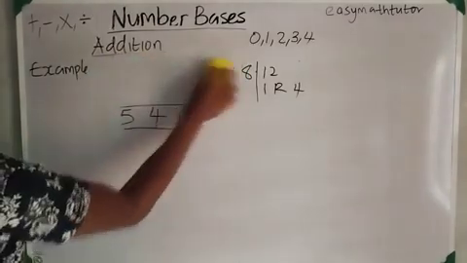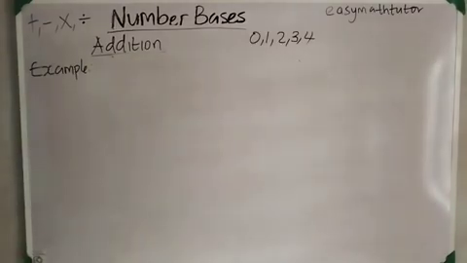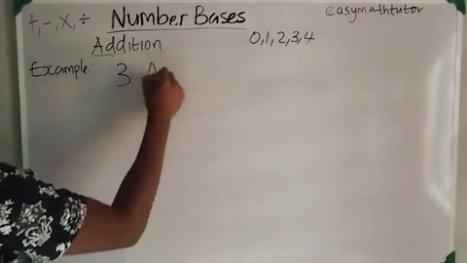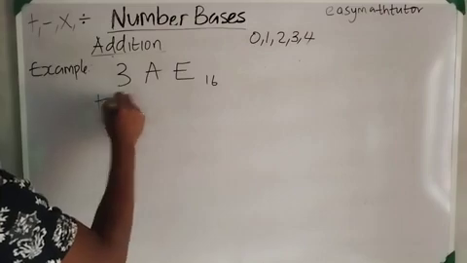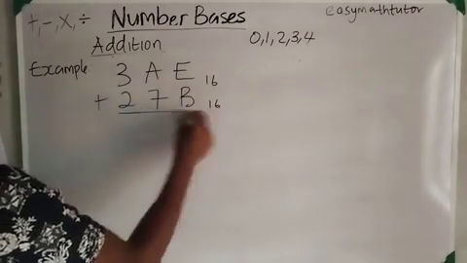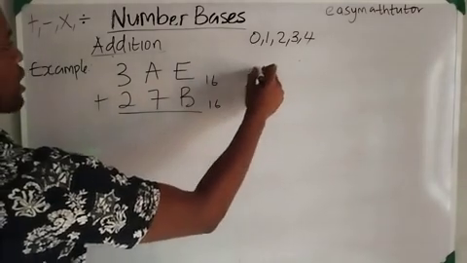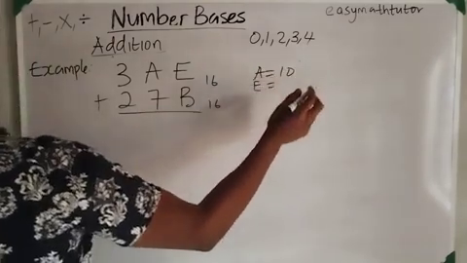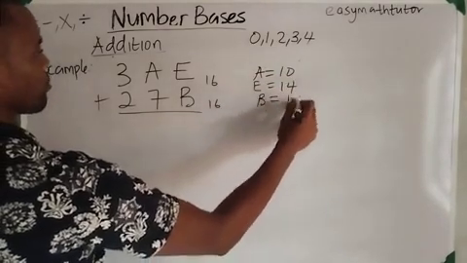So let's take one more example. This time, let's operate addition in base 16. So if we are to add up, for example, 3AE in base 16 with 27B also in base 16. Now, if you have watched my previous videos, you will know that in hexadecimal, A stands for 10, E stands for 14, and B stands for 11.